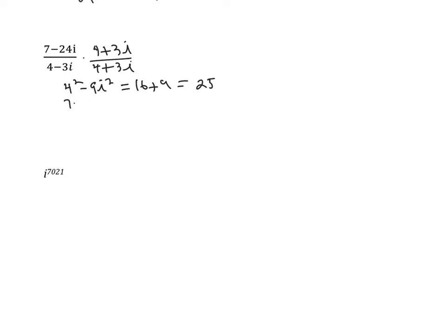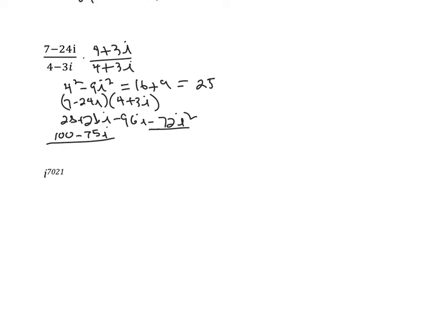Meanwhile, we're going to get 7 minus 24i times 4 plus 3i, which is going to give us 28, and then plus 21i, and then minus 96i, and then a minus 72i squared, which ends up giving us 28 plus 72, or 100, because this becomes a plus 72, and then 21i minus 96i gives us a negative 75i. And again, we said that was all over 25, so this ends up being 4 minus 3i.